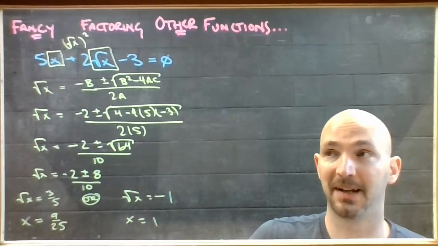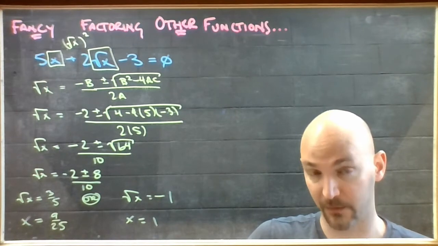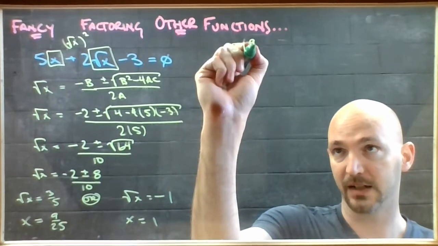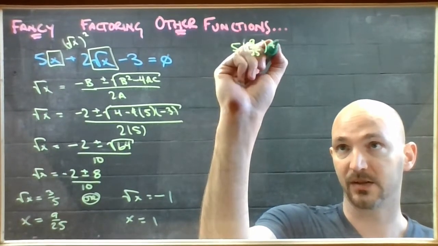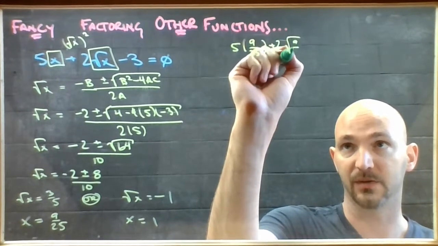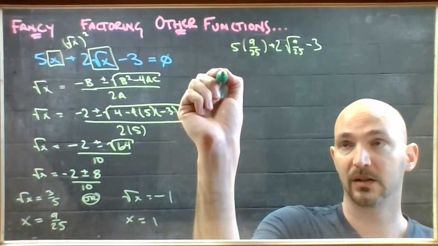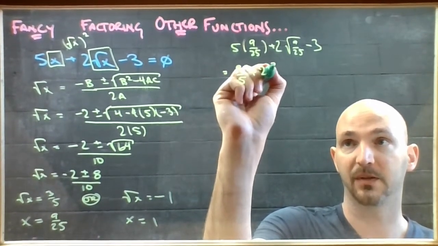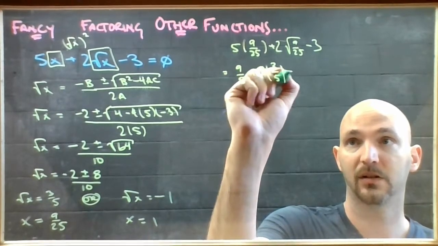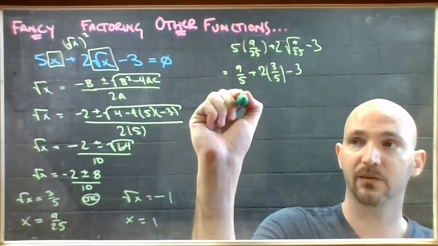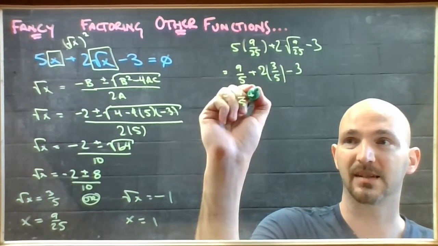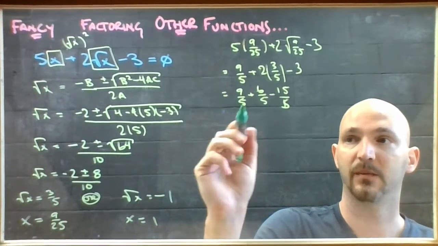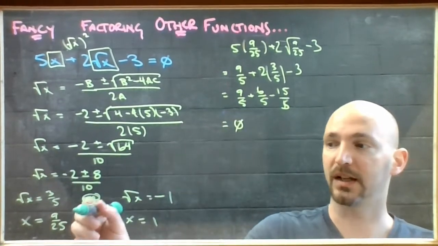And one more time, you have to go through and test these because it came from a radical. So I'll do this first one. 5 times 9/25 plus 2 times the square root of 9/25 minus 3. Well, that would be 9/5 plus 2 times 3/5 minus 3. That would be 9/5 plus 6/5 minus 15/5, which is 0. So that one worked out.